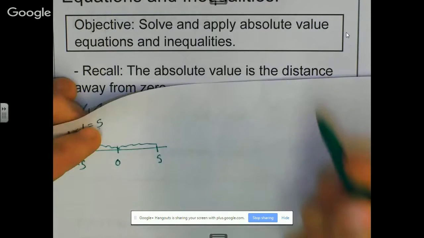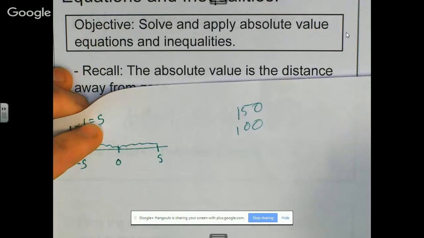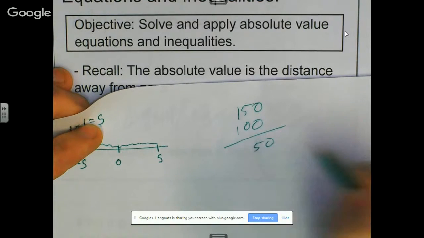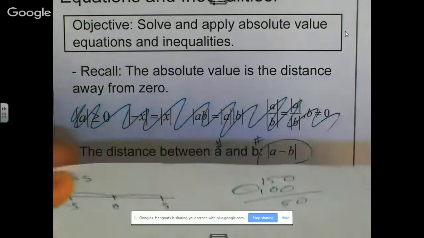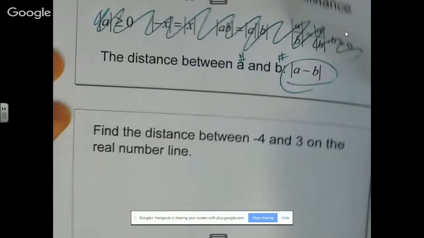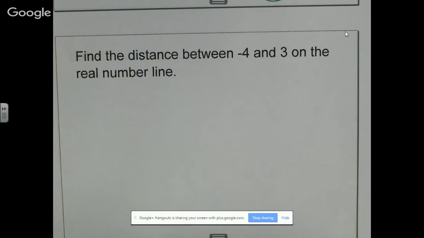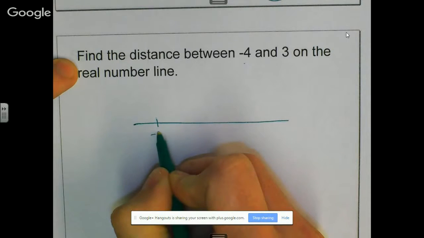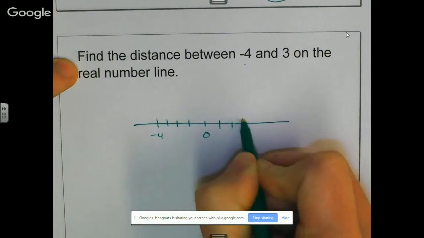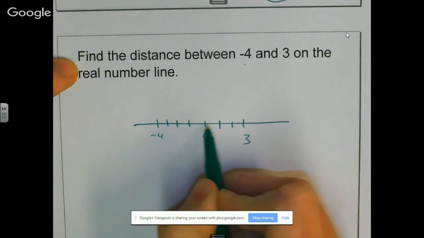Like, if I ask you what's the distance between 150 and 100, you will automatically say 50. Why? Because you just know that they're 50 units apart, but you would subtract and find the absolute value. So if we look at this example here, find the distance between negative 4 and 3 on a real number line. Well, most of you can just look at this and tell me it's 7. But what's going on here? Well, we're at negative 4, 0, and 3. How far apart are those? Well, 1, 2, 3, 4, 5, 6, 7.